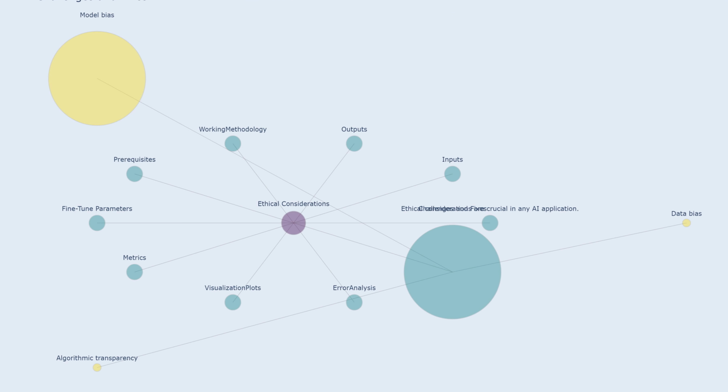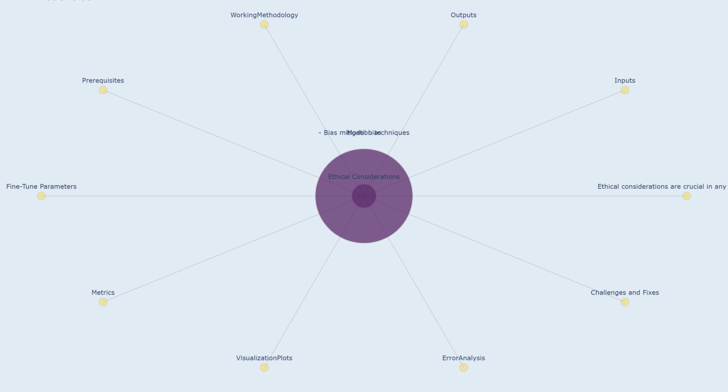Model bias. Model bias occurs when the AI model itself learns and reflects biases present in the training data. This can lead to AI systems that make unfair or discriminatory predictions, even if the data itself is not biased.